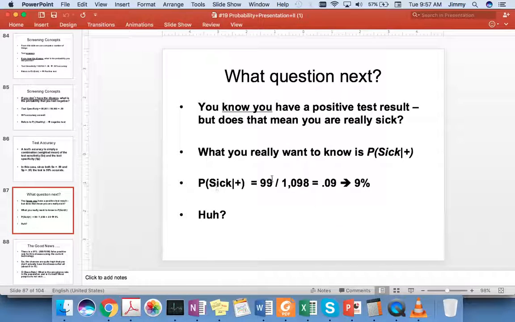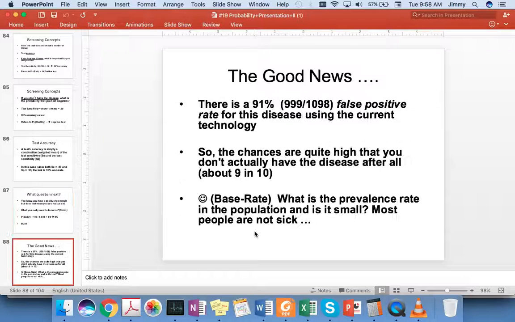So there's a 9% chance that you're sick, given that you get a positive result. So it's a really weird conditional probability where it's 9%. There's a 91% false positive rate for this disease using the current technology. That if you're given a positive result of the test, that you're actually healthy. So that's referred to as a false positive. So the chances are quite high that you don't actually have the disease after all, so about 9 in 10.